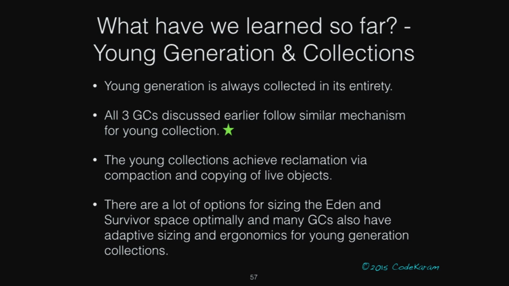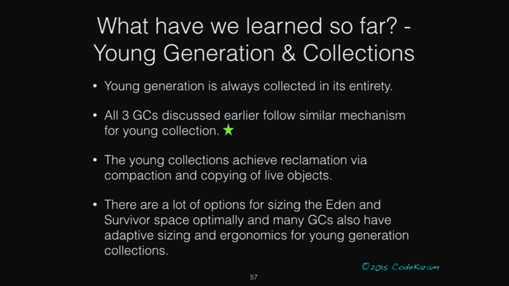All right, so what have we learned so far? This is a summary of young generation and young collections. Young generation is always collected in its entirety. All three GCs that I discussed earlier follow similar mechanisms for young collection, right? The young collection achieves reclamation via compaction and copying of the objects. Also discussed that already. There are a lot of options for sizing the Eden and survivor space optimally, and many GCs also have adaptive sizing. For example, parallel has adaptive sizing enabled by default. G1 has ergonomics that enable adaptive sizing of the generations.